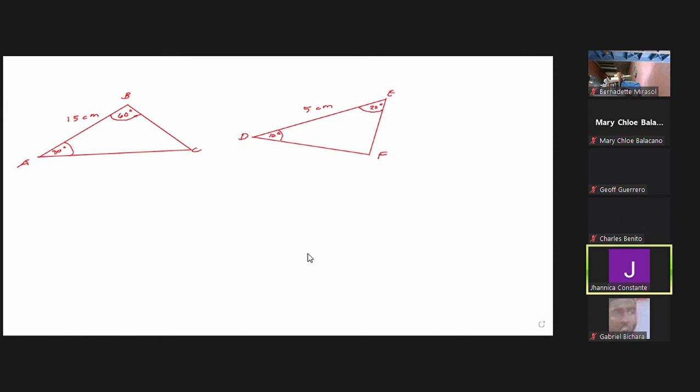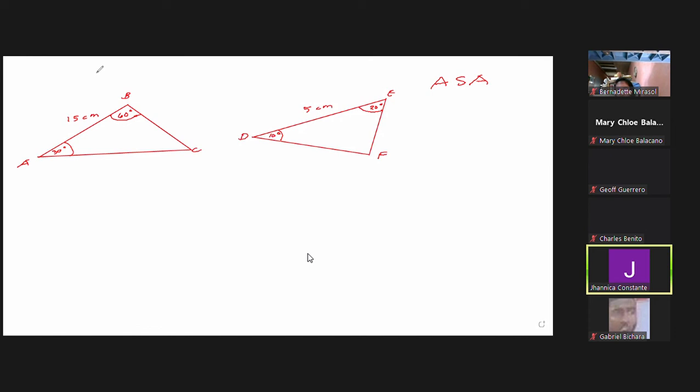So for example, that is the measurement of the angles and the sides of our triangles. And we're going to prove that these two triangles are congruent using the ASA postulate. Angle, side, angle. Since given are two angles and the included side of the triangle.